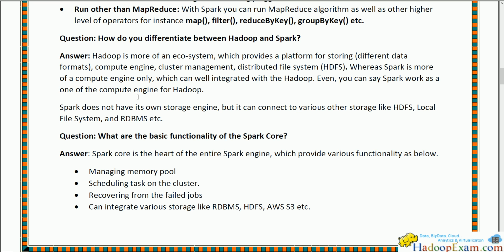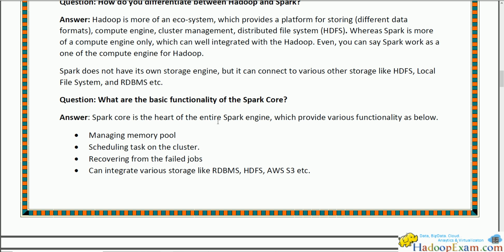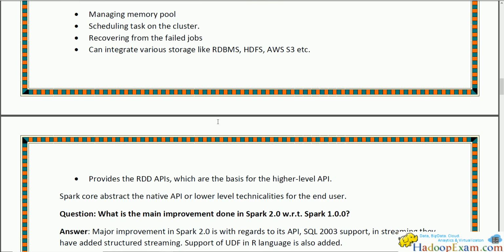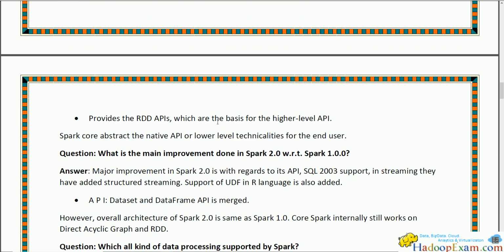Question: What are the basic functionalities of Spark Core? Answer: Spark Core is the heart of the entire Spark engine, which provides various functionality as below. Managing the memory pool, scheduling tasks on the cluster, recovering from failed jobs. It can integrate various storage like RDBMS, HDFS, AWS S3 etc. It provides the RDD APIs, which are the basis for the higher-level APIs. Spark Core abstracts the native API or lower-level technicalities from the end user.